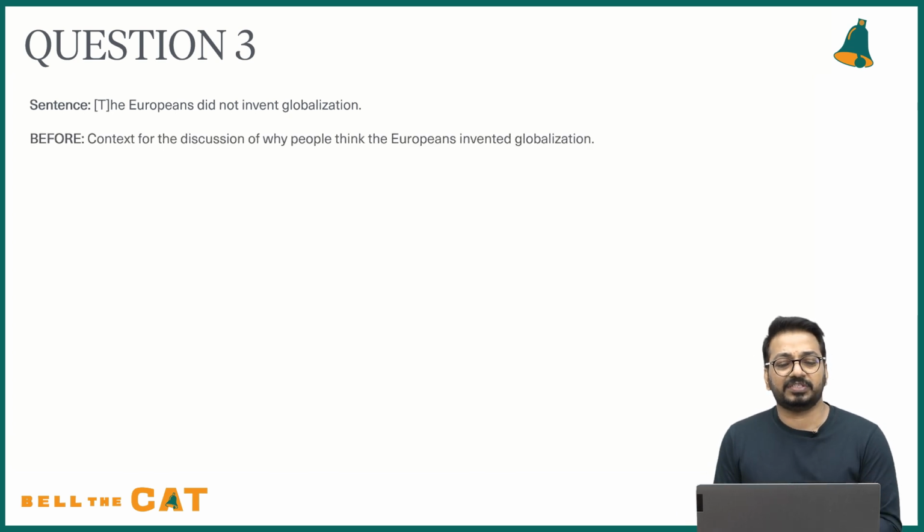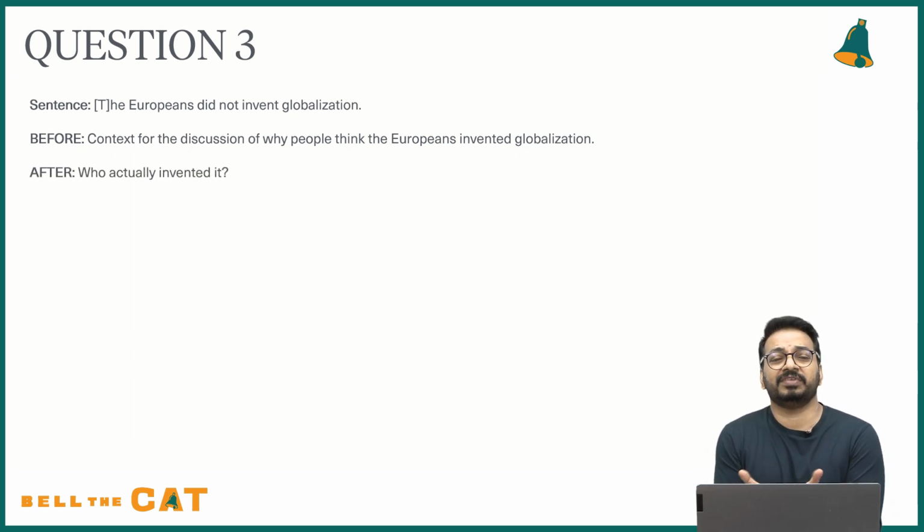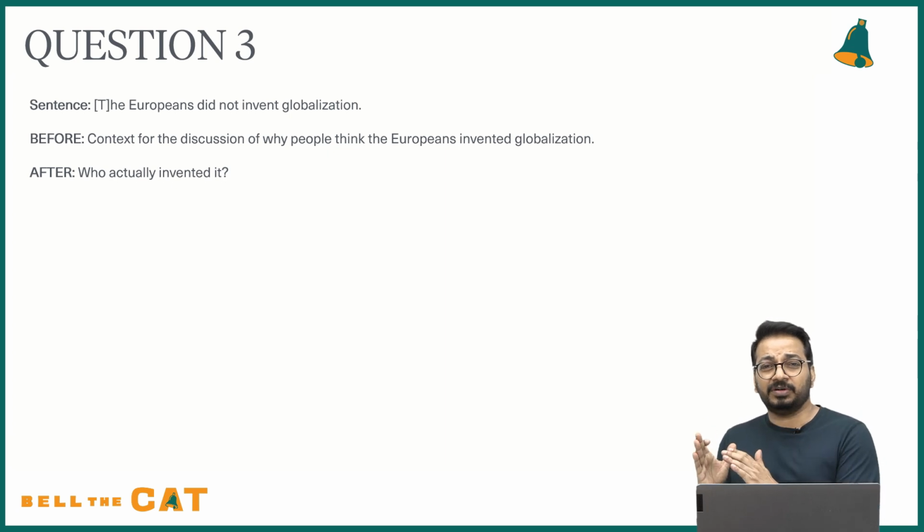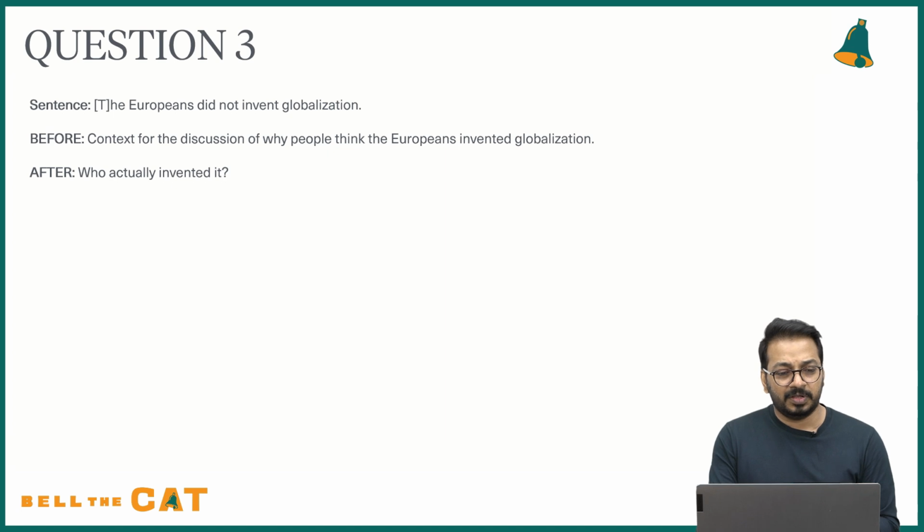So context for the discussion. So this can come before. Why people think Europeans invented it, that can be the reason. And after can also be who actually invented it. If it's not Europeans, then who, right? Either way, it is at the beginning or right towards the end. Very unlikely that it's somewhere in the middle. Right? Now let's look at it.